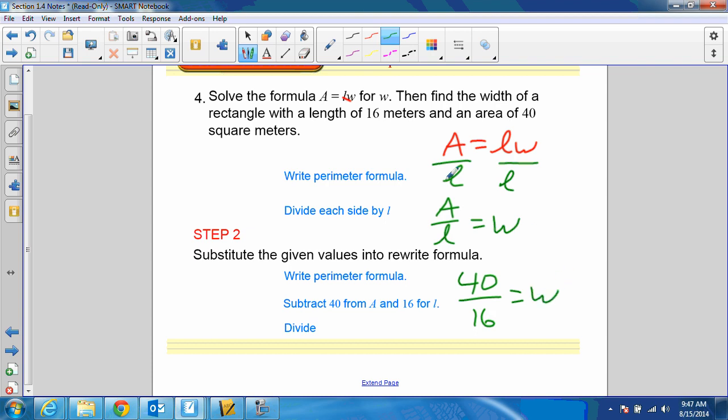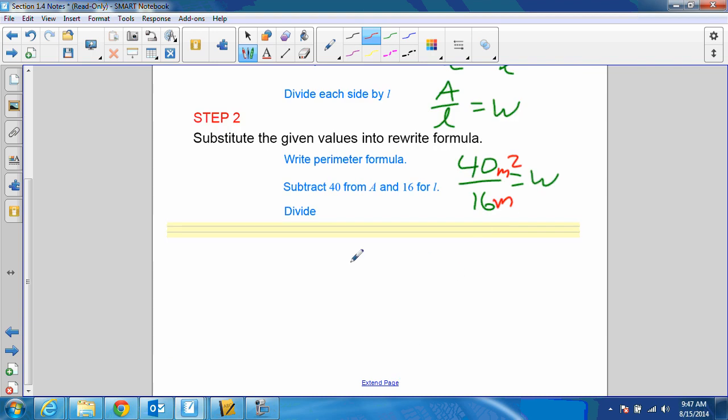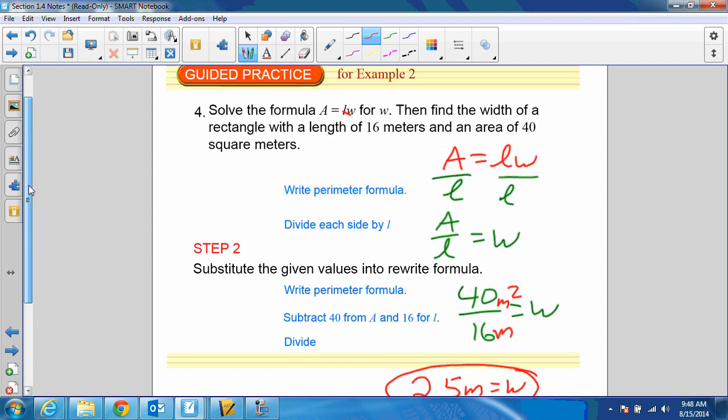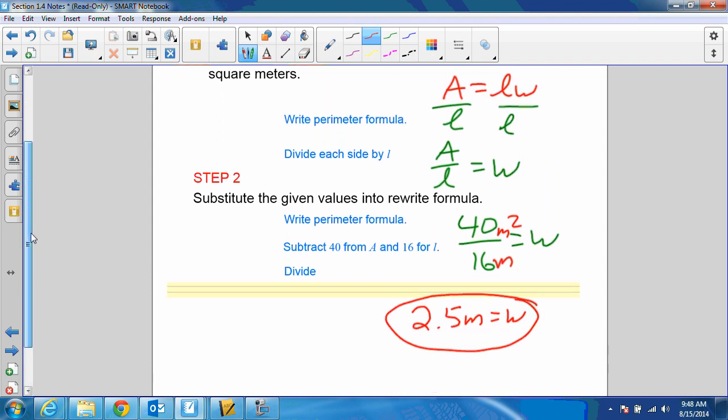And even if you want to put the unit with it, which I haven't been doing a good job of, I need to start doing that. If you have meters squared divided by meters, that is just meters, so we should end up with the right unit. 40 divided by 16 is 2.5. So 2.5 meters is the width of this rectangle, if the area is 40 and the length is 16.